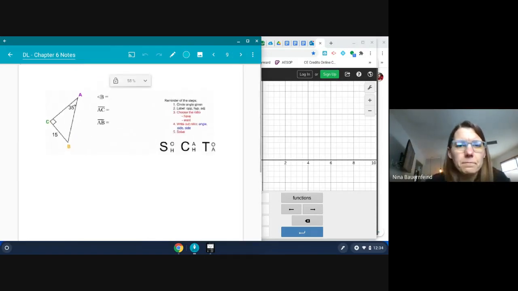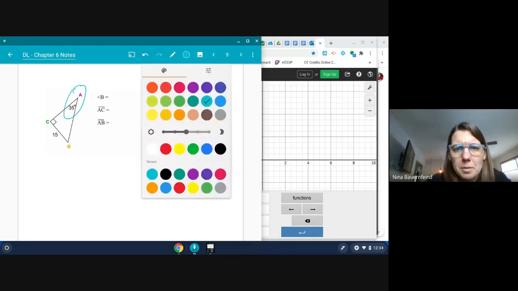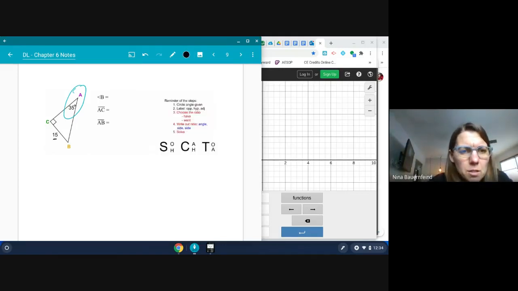All right. So first, circle the angle given. What angle am I going to circle, you guys? A. Got it. And then we have to label opposite, hypotenuse, adjacent. What's this one going to be labeled?